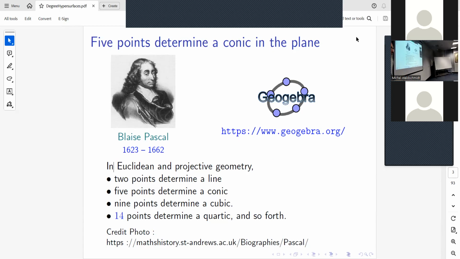In Euclidean or projective geometry, 2 points determine a line. 5 points determine a conic. 9 points determine a cubic. 14 points determine a quartic, and it continues like this. So this is the start of my investigation.